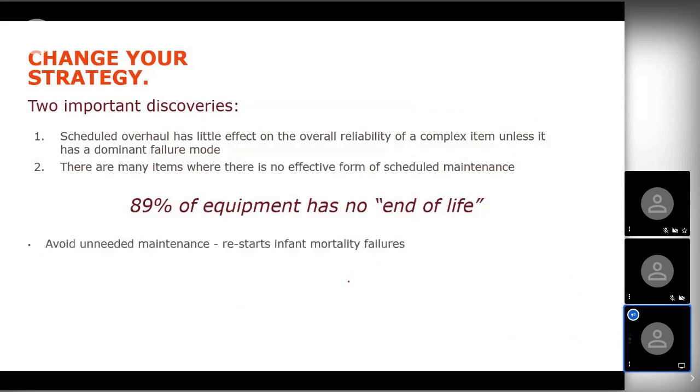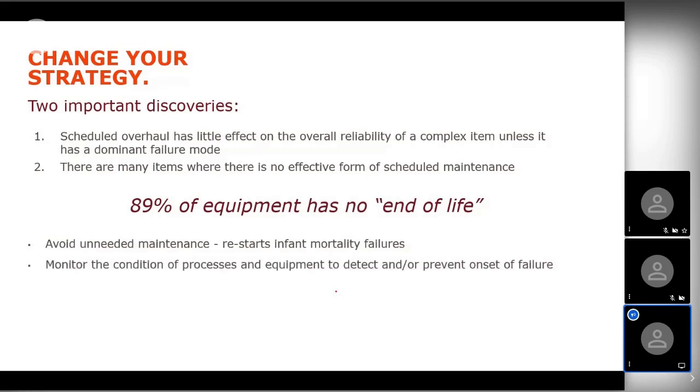The key thing here for me is don't do maintenance unless you have a good reason for it. Because if you do maintenance, if you tinker with it, we're going to start that graph again, and we're going to go up to a higher chance of infant mortality. How do we get around it? Monitor the conditions. Monitoring defects, preventing defects before they happen, or proactively.